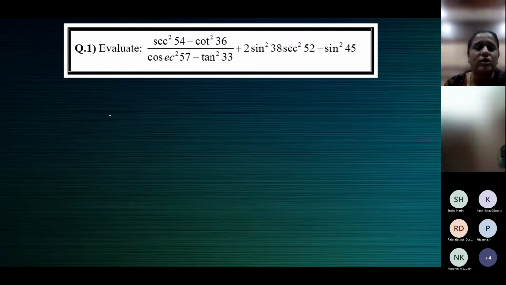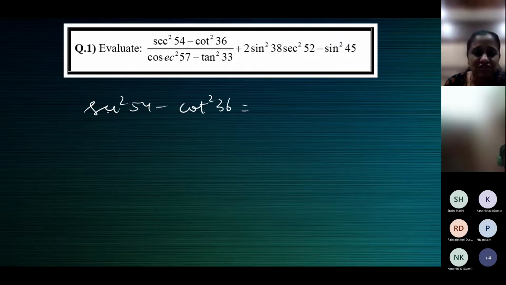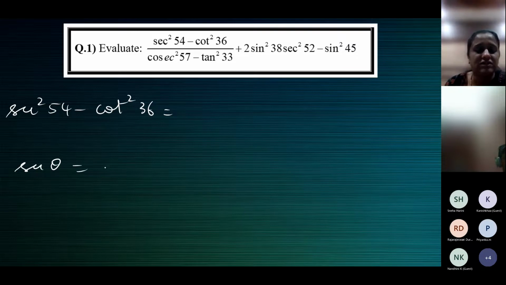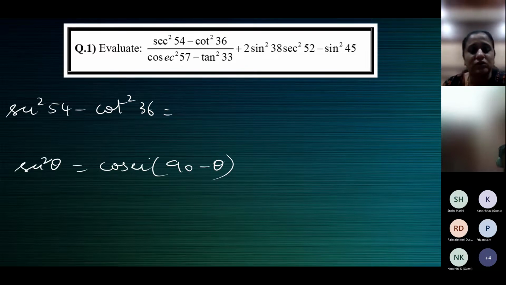Or what you can do is take secant square 54 minus cot square 36 and change secant square 54. How? What is secant theta? Secant theta is equal to cosecant 90 minus theta. So secant square theta will be equal to cosecant square 90 minus theta.